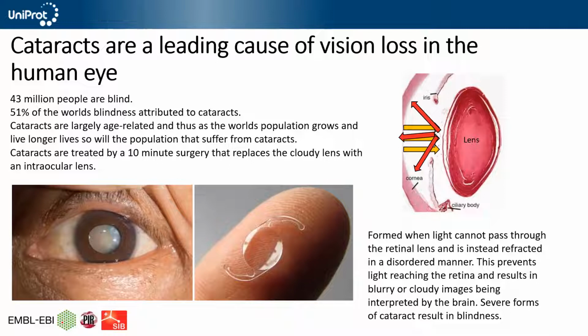where the cataract is with an intraocular lens that your own eye can use to focus light onto the back of the retina. So this is what a cataract looks like, and this is what one of the lenses looks like that they insert into your eye instead.